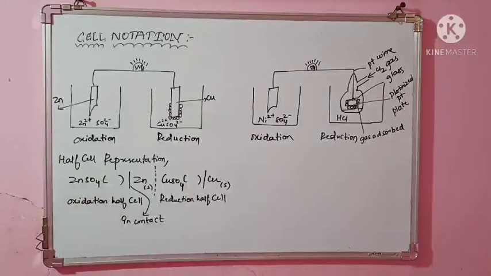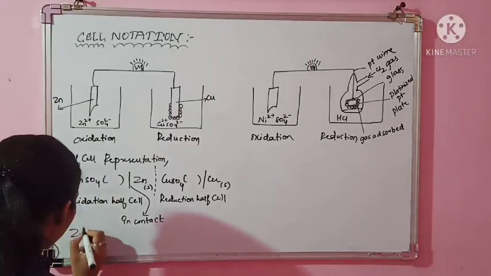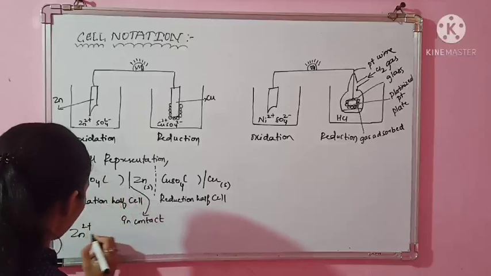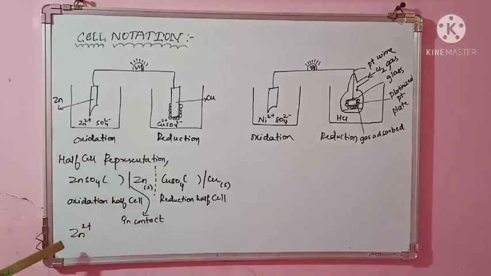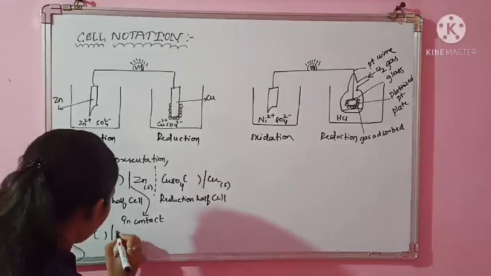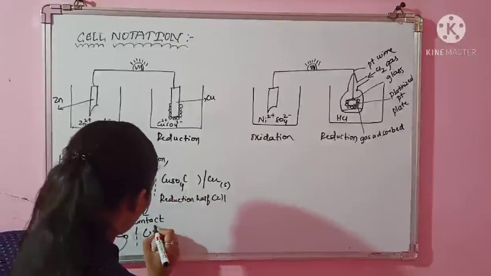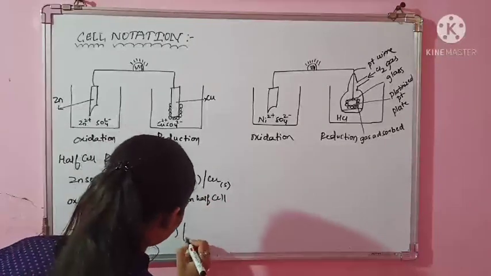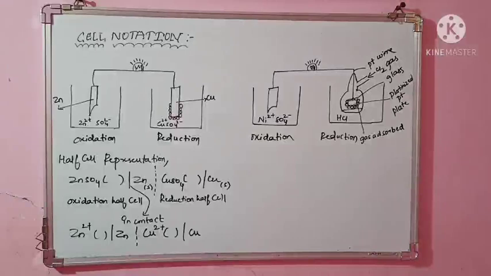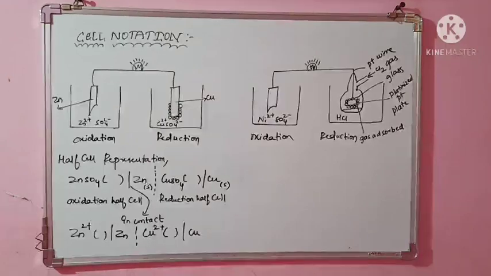of writing the full zinc sulfate. You can write just Zn2+. In place of ZnSO4 you can write just Zn2+. Again it proceeds the same: concentration, single line, Zn. Similarly, in place of copper sulfate you can write just Cu2+, then its concentration, single line, Cu. So even like this you can represent the half cell of oxidation and reduction. This is how you write the oxidation half cell and reduction half cell.